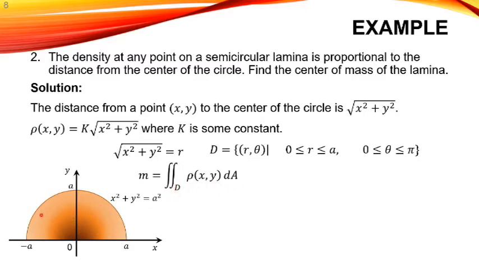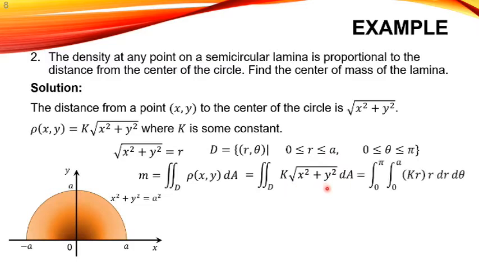on this region. Since the density function is k square root of x squared plus y squared, we substitute and get the double integral of this expression. We have kr: the density function is equal to k, then square root of x squared plus y squared is equal to r, so we have kr. Then dA in polar coordinates is r dr d theta, where r is from 0 to a and theta is from 0 to pi.